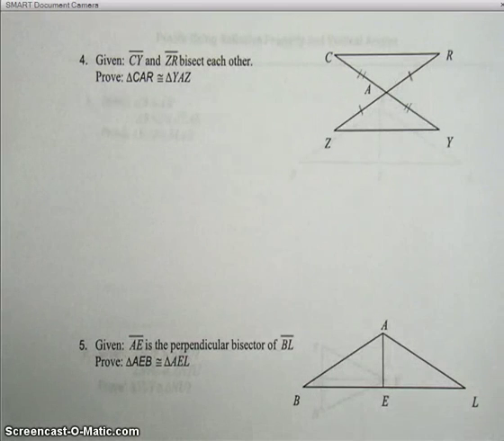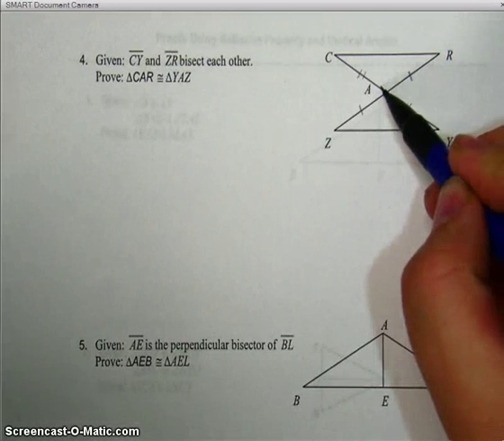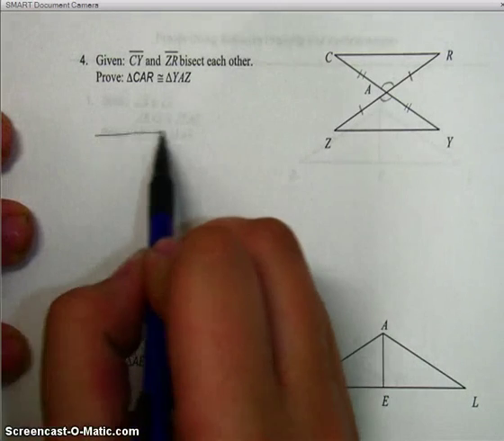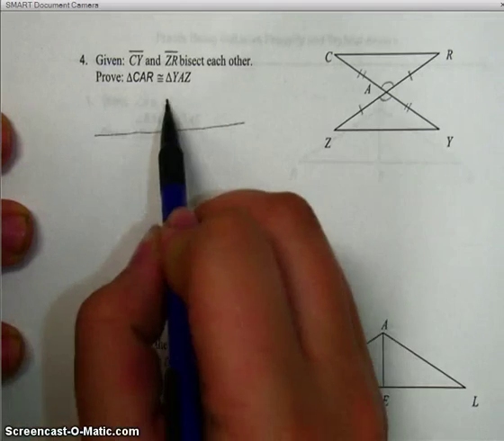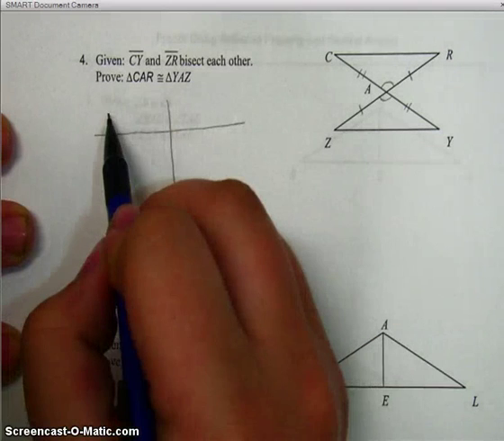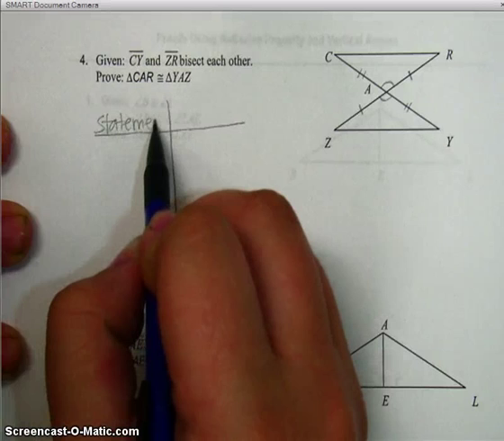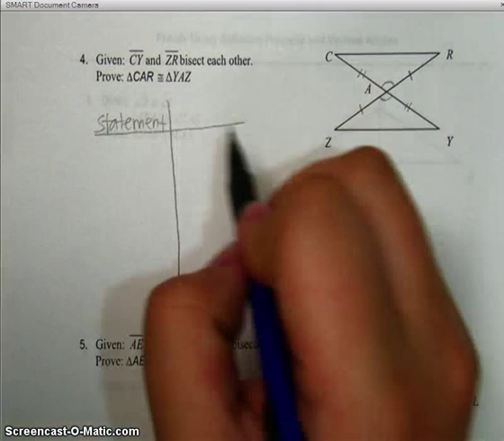Okay? So now we have two sides. We're going to need at least one other piece of information to know that they're congruent, and you see here that we have vertical angles. So we know that they're congruent. So if we come over and make our two-column chart, we have our statements, and we have our reasons.